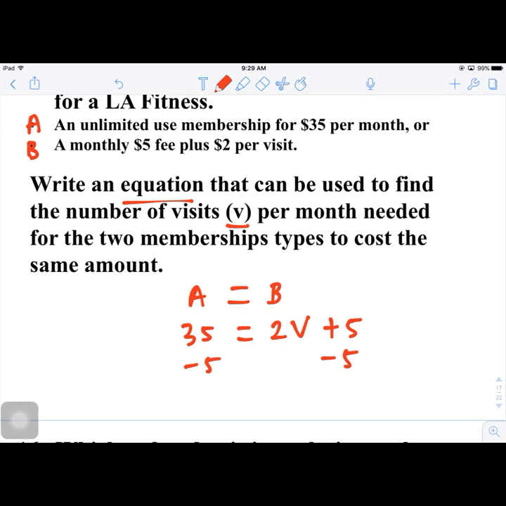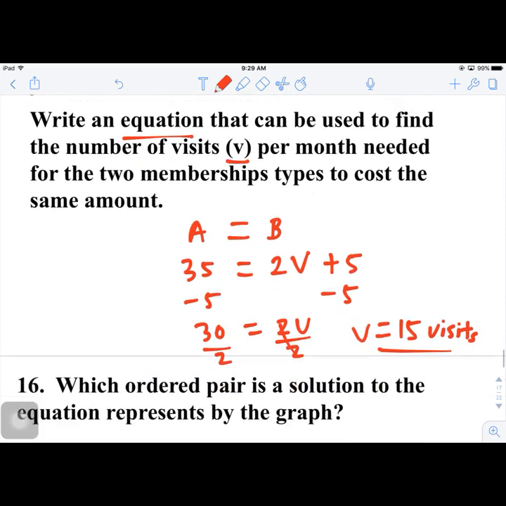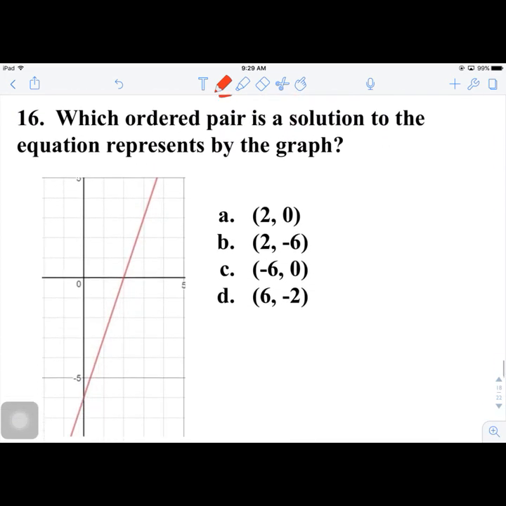Subtracting 5 from both sides, we have 30 equals 2V. Divided by 2, we will have V equals 15. And so it will take 15 visits for the two memberships to cost the same. That is the end of the question.